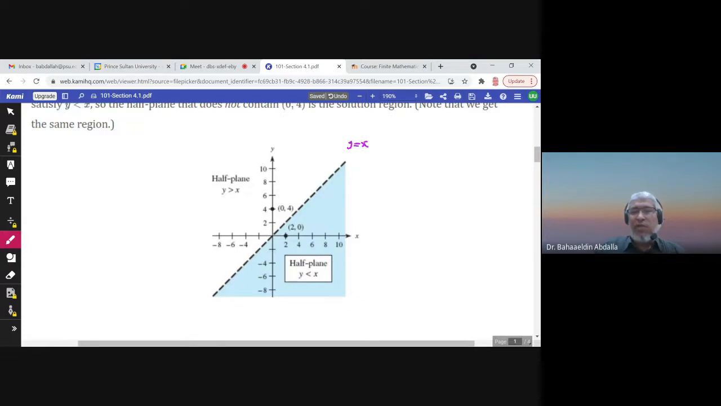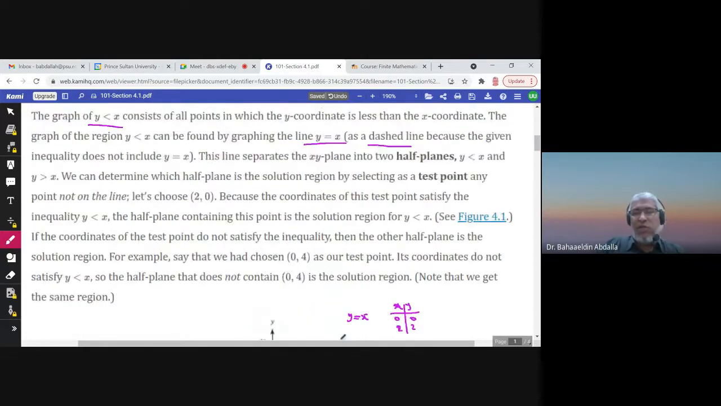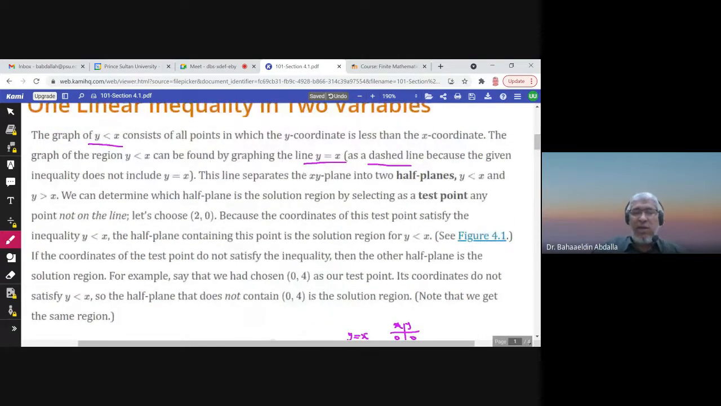And to graph this line, you just choose 2 points. So if x is 0, y would be 0. And then you choose x as 2, y would be 2. So it passes through (2, 2), and so on. You sketch the graph. 2 points are enough to sketch any linear function, any line.